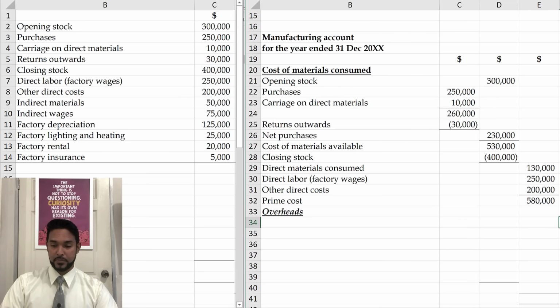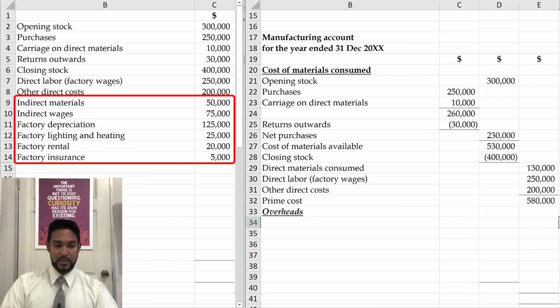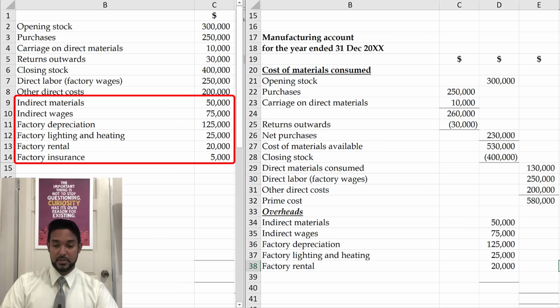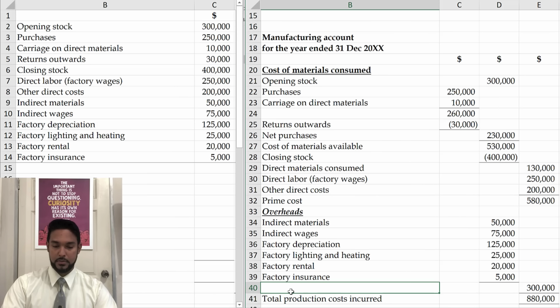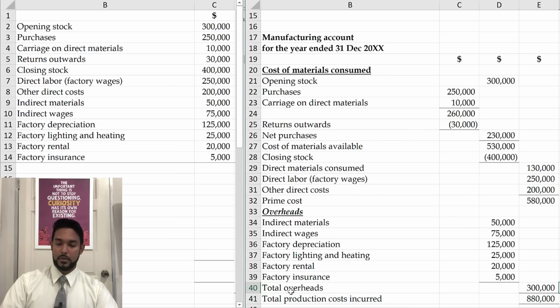To that we have to add overheads. Our overheads start with the indirect materials, 50,000, indirect wages, 75, factory depreciation, 125, factory lighting and heating, 25, factory rental, and factory insurance, giving us a total value of overheads of 300,000. Total production costs incurred is the sum of the prime costs and the total overheads. You can put something saying total overheads here, but you don't necessarily have to. So that is how the manufacturing account looks so far.